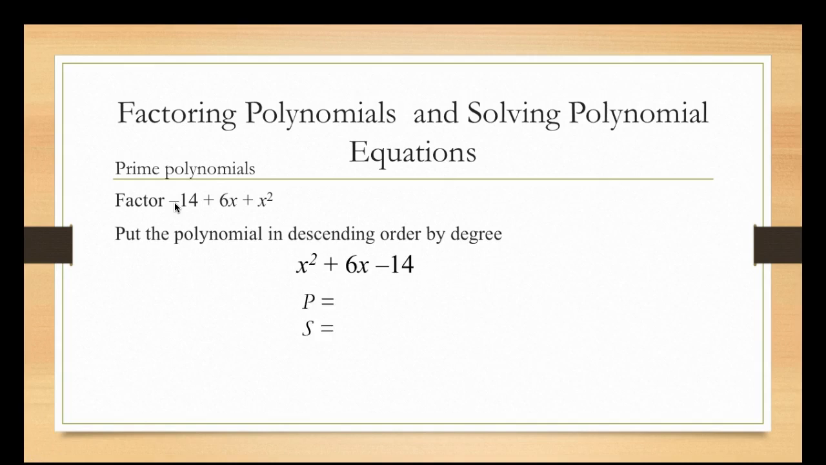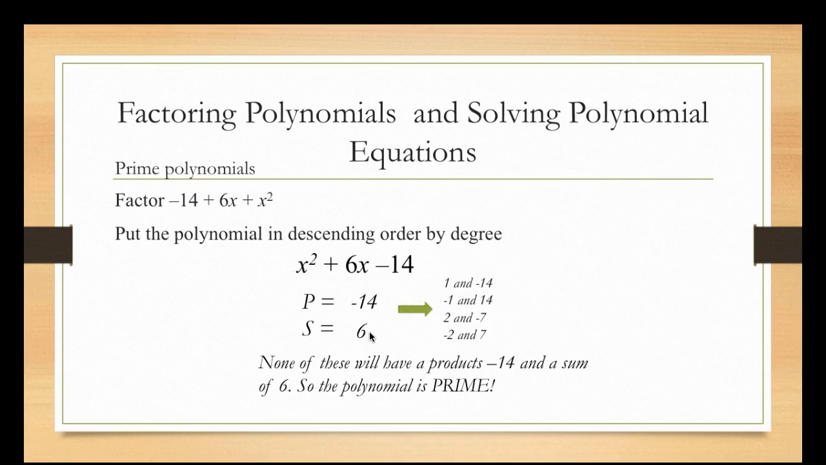And now we do product sum. Product, negative 14, sum, 6. So this is a hard one to see, so let's write down all the products of negative 14. So I have 1, negative 14, negative 1, 14. 2, negative 7, negative 2, 7. None of these can I add together and get 6. So that means it is a prime polynomial.